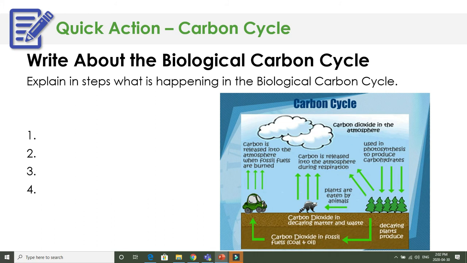So, you have something to do here. Explain the steps and what's happening in this slide. So, what is happening over here in this picture? Step 1, step 2, step 3, step 4. It doesn't really matter where you start stepwise, but make sure that you have 4 steps there and that it shows a cycle at the end. You might want to pause and give yourself some time to do that.